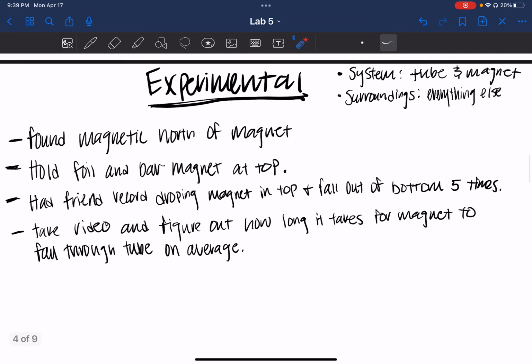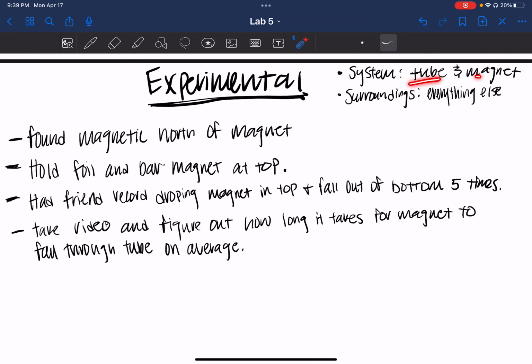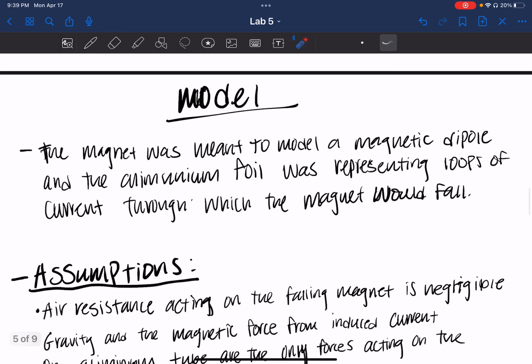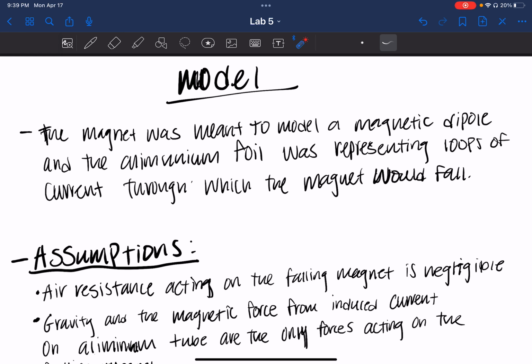The experimental system was the aluminum tube and magnet. Everything else was surroundings. So the steps were to find the magnetic north of the magnet, which I did in lab 3, and I had labeled it. And then hold the aluminum foil tube like this, and the bar magnet at the top, so that way it can fall. And then drop it and have a friend record it each time, which I did, so I can see how long it was in the tube and take the average of that. Did it 5 times.